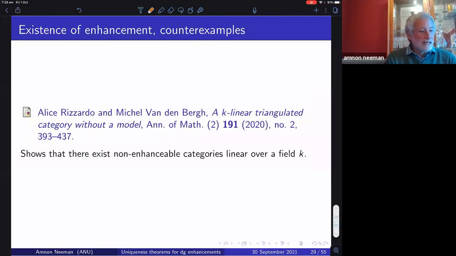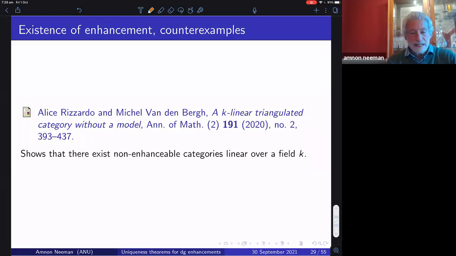Now, just last year, this was generalized a lot. So this paper by Rizzardo and Van den Bergh shows that there exist non-enhanceable categories linear over any field K. In particular, it's not a characteristic 2 phenomenon. You can get it in characteristic 0 as well. Okay, so there are pathological categories without any enhancement.